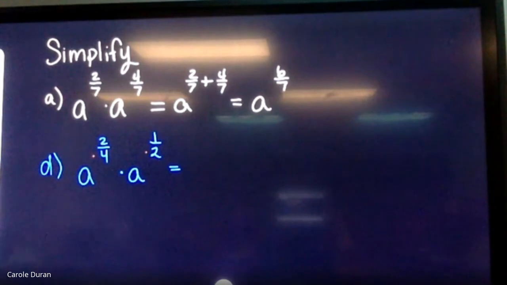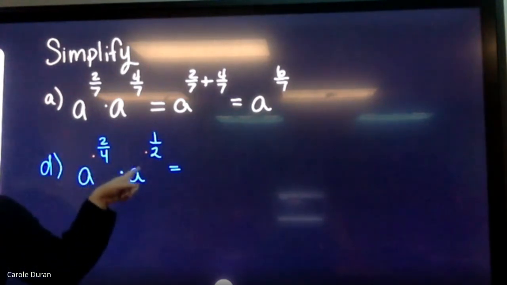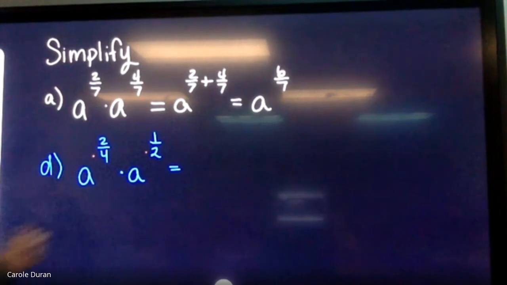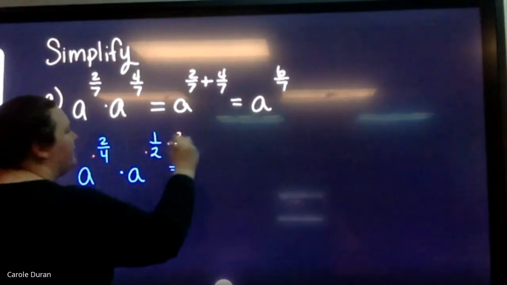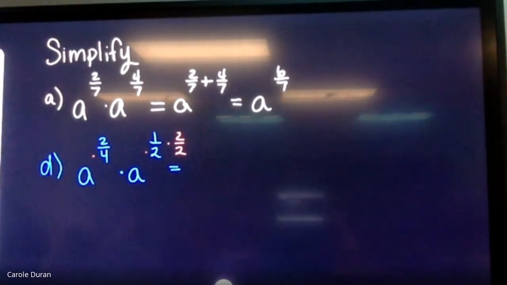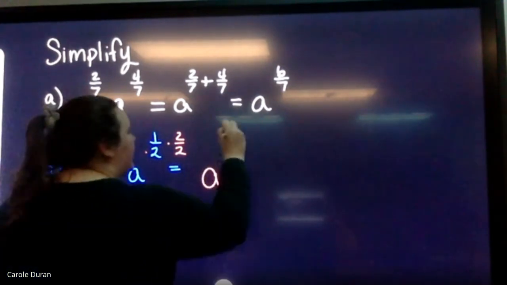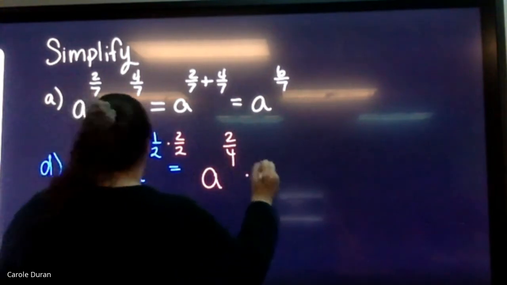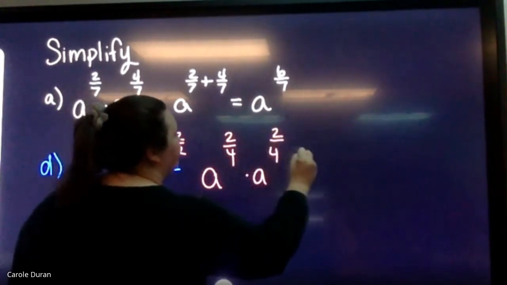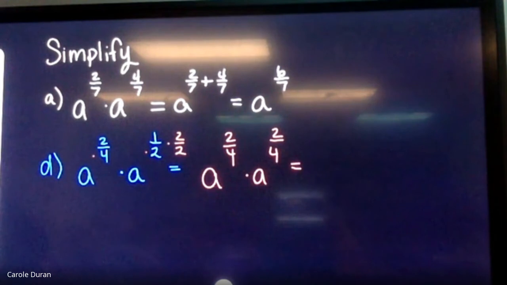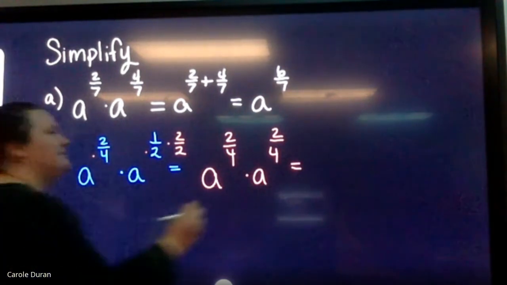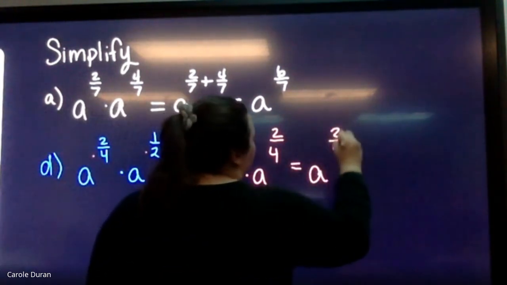So here I have a 4 and I have a 2. What do both 4 and 2 go into? 4. To make this 2 into a 4, I need to multiply it by 2, so I have to do the same thing to my numerator. So the 1/2 is the same as 2/4. So this is the same as A to the 2/4 times A to the 2/4. And when I add those together, I get what? A to the 1, which is just going to be A.